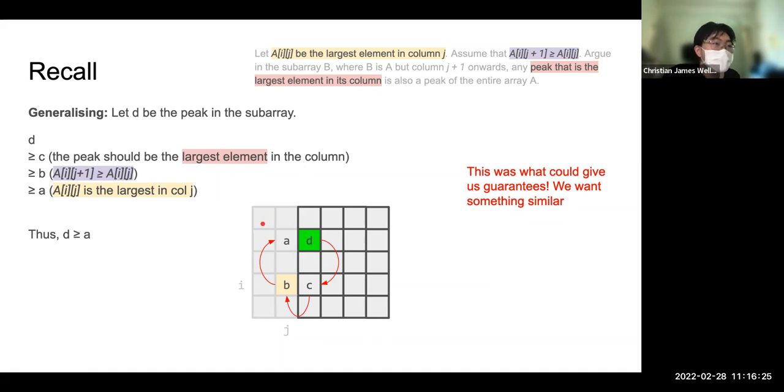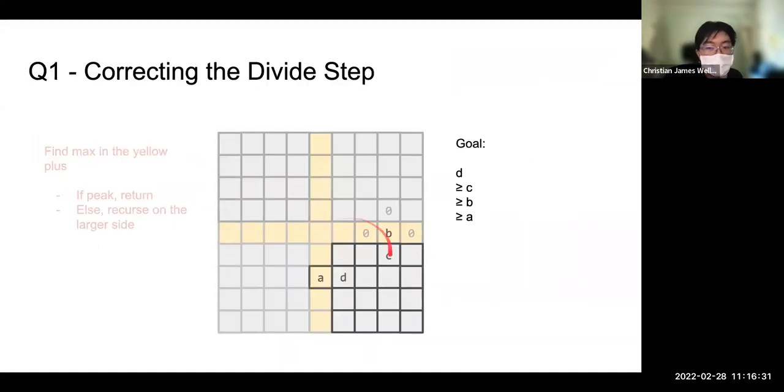So ideally, we want something similar for this question as well. But what happened actually, if we only do a plus, is that our goal is we want D greater than C, C greater than B, B greater than A, right? Because that will allow us to say that D is greater than A, if that actually was the case. But what actually happened? Okay, so this is what we want.